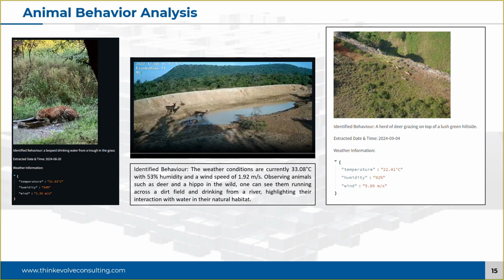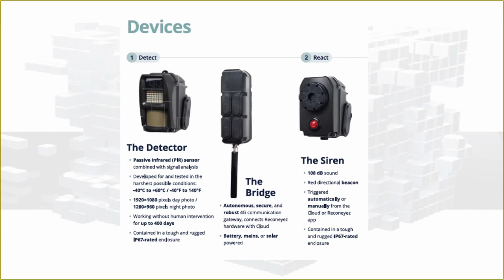What we see here is animals being targeted, with temperature, humidity and wind information. Typical components are cameras, a detector, the bridge and the siren, which works on that. It's a passive IR sensor, with a temperature range of minus 40 to plus 60 degrees centigrade that it can take. It can be run in any kind of region which is available.